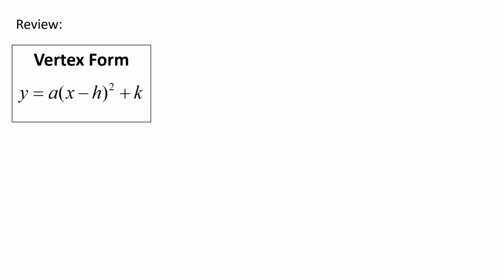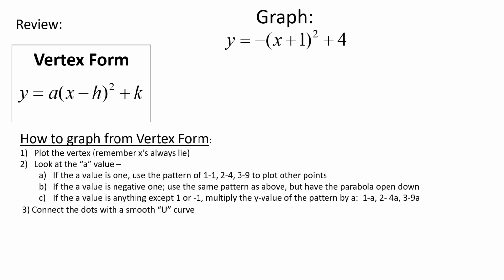So remember, vertex form looks like y equals a, and then parentheses x minus h squared plus k, where h and k are actually your vertex. So it's called vertex form because just by looking at it, you know what the vertex is. And remember that h value, x is always lie, so it's always the opposite sign when it's next to the x. So for instance, if you have negative x plus 1 squared minus 4, your vertex is really negative 1, 4.